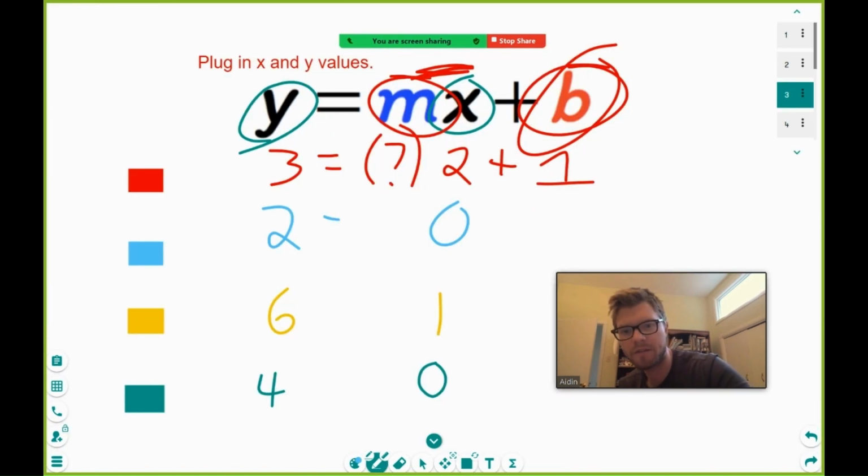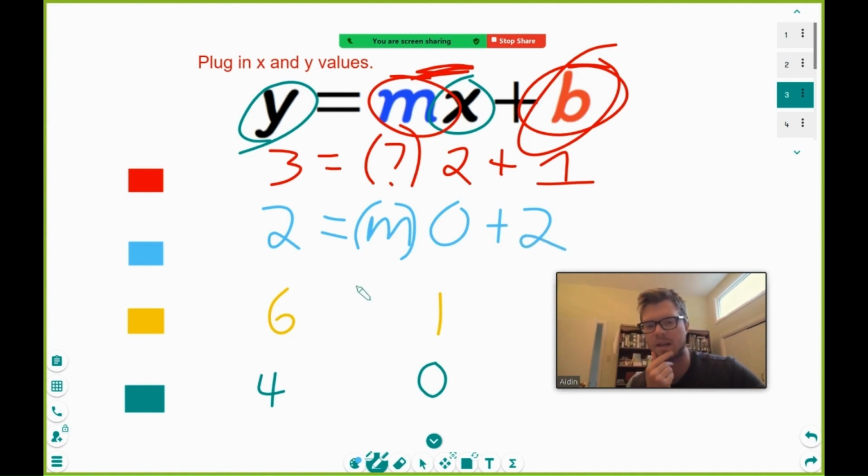This is interesting, we have our point, and our point just coincidentally happens to be the actual point of the y-intercept. So 2 equals, and I'm just going to throw in m here, just going to put some brackets around it, m times 0 plus 2.